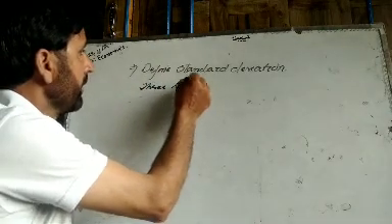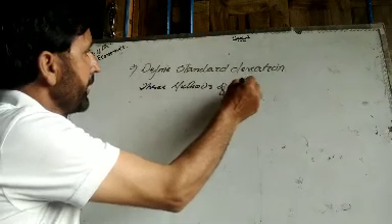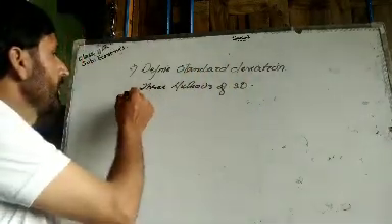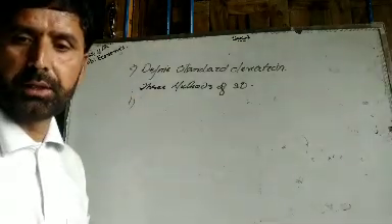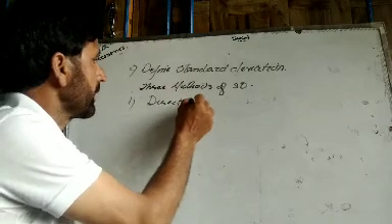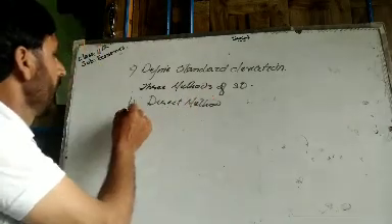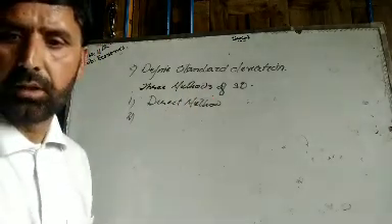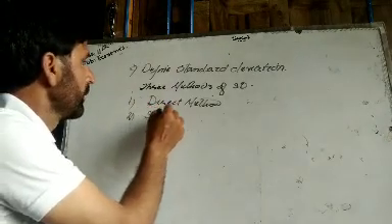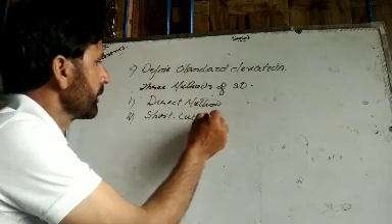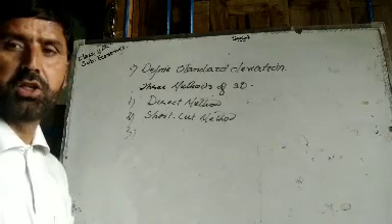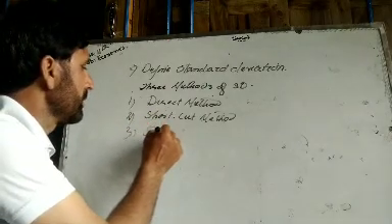The three methods of calculating standard deviation are: number one is the direct method, number two is the shortcut method, and dear students, number three is the step deviation method.